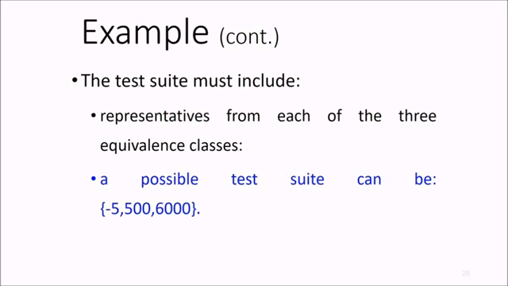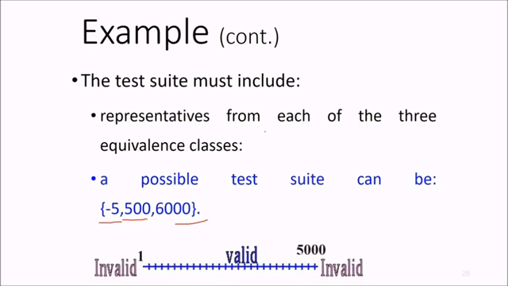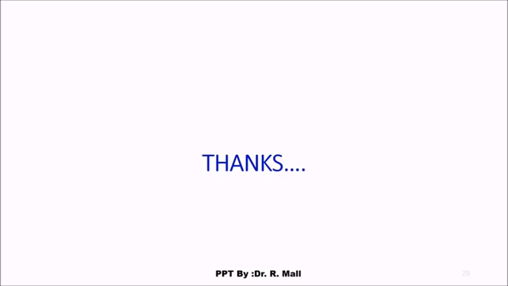So a test suite, if we choose equivalence partitioning for black box testing, can be: -5, invalid; 6000, invalid; and 500, which is inside 1 to 5000, a valid input. So this is what we have discussed about testing approaches, and finally black box equivalence partitioning. We will be covering more in a later session. Thank you so much. Take care.